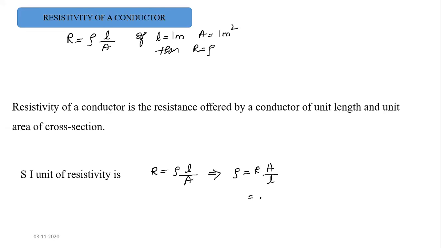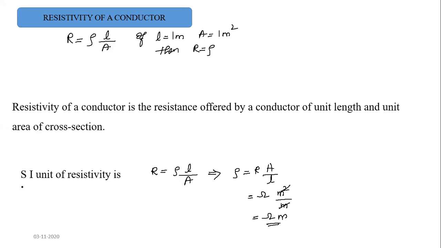Yes, you are all answering. The SI unit for the resistance is ohm, right? So you write it like this: ohm. The SI unit for the area is meter square. The SI unit for the length is meter. One meter gets cancelled, and you are left with ohm meter.